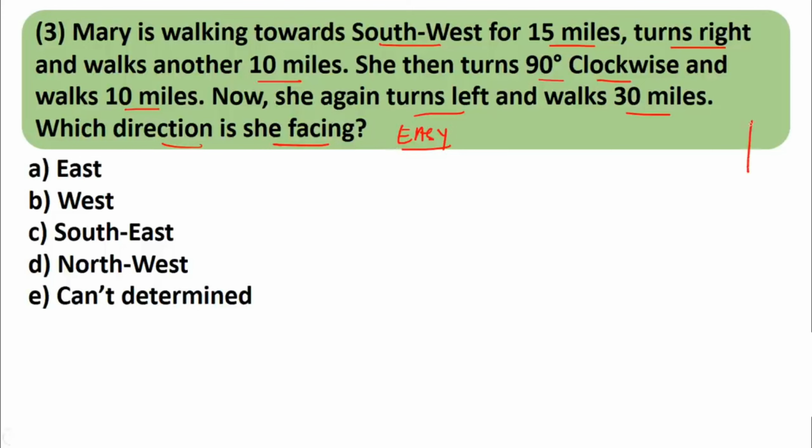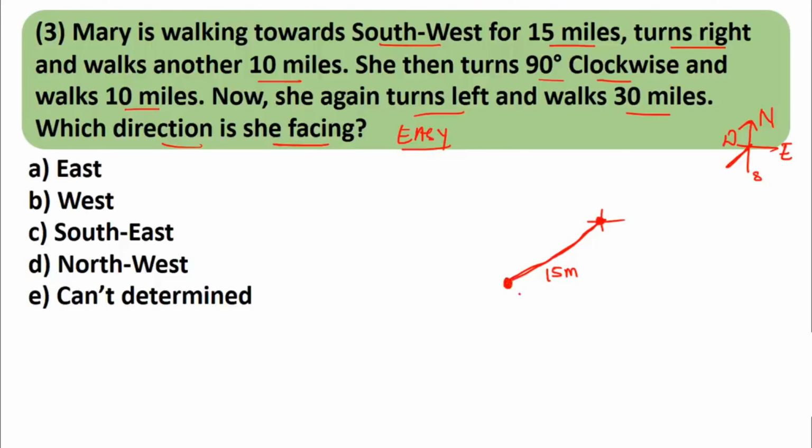Since it is a direction sum, we have our north over here. So this is south, this is east, and this is west. Okay, now Mary is walking towards southwest. What is southwest? This is southwest. She was over here, and she is walking southwest for how many? 15 miles. Okay, then she turns right. Now have they given by what angle? No, we know that by default she reaches over at this point.